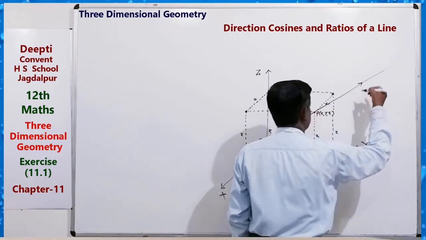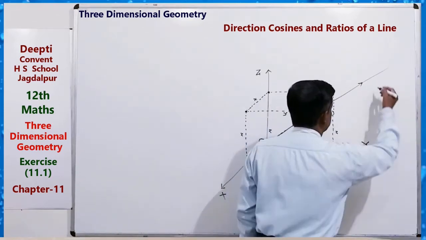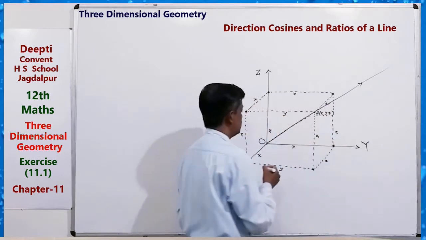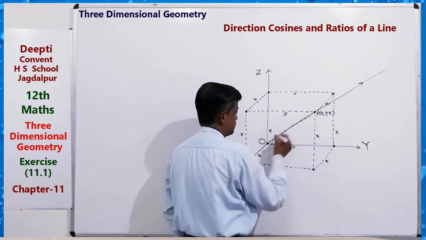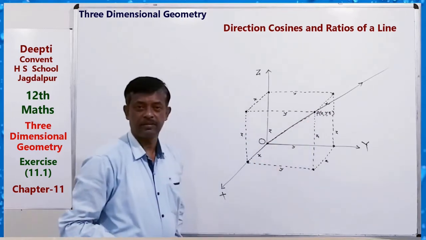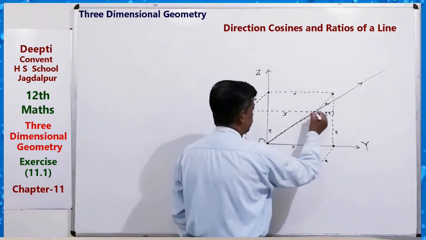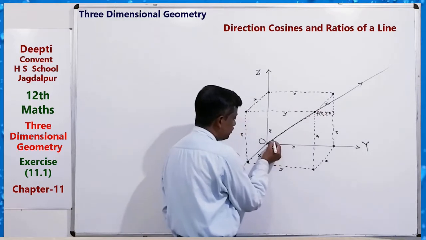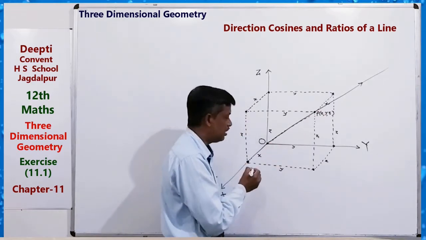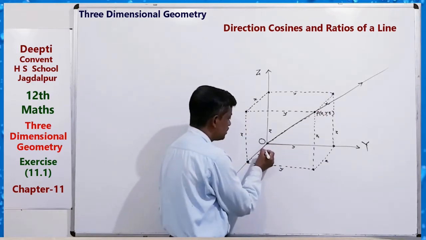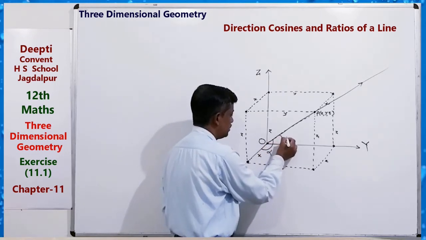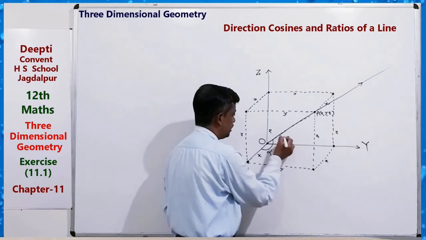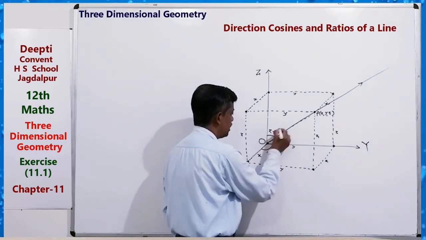This is a line. Clear? This is a line. So what? OP. This direction, OP. Clear? OP. And it makes angle alpha with the x-axis, beta with the y-axis, gamma with the z-axis.